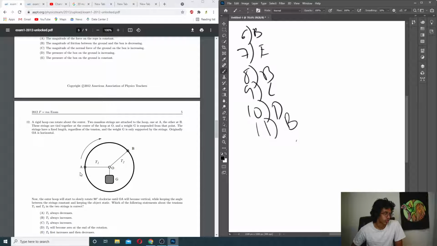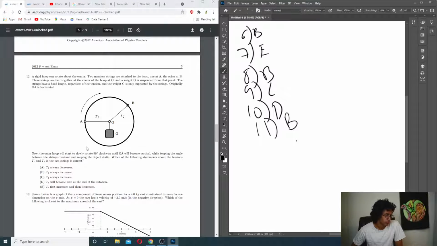Originally, OA is horizontal. So now they move slowly 90 degrees so that OA is vertical, while keeping the tensions. So essentially, if your T1 is going upward, right? Like right now, T1 only has to oppose the T2 going right? But T2 is basically supporting the entire weight of the object.